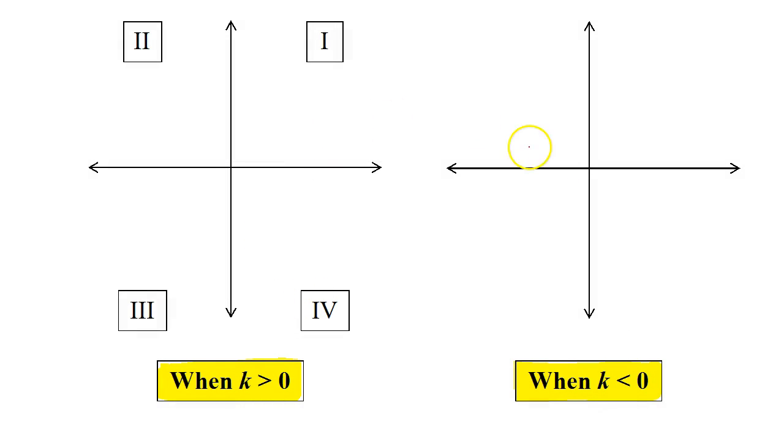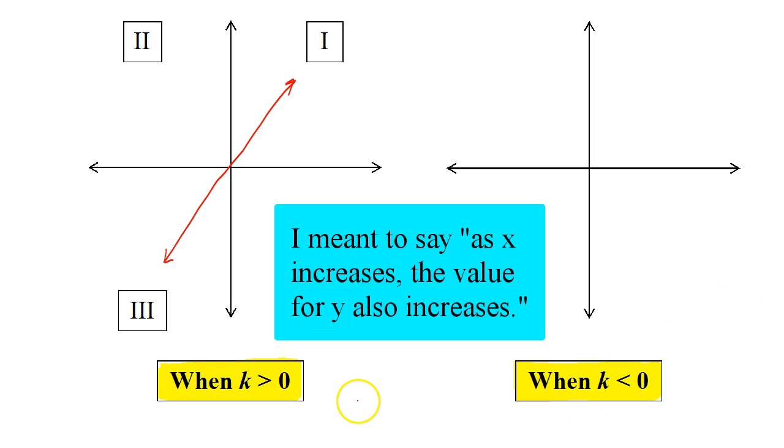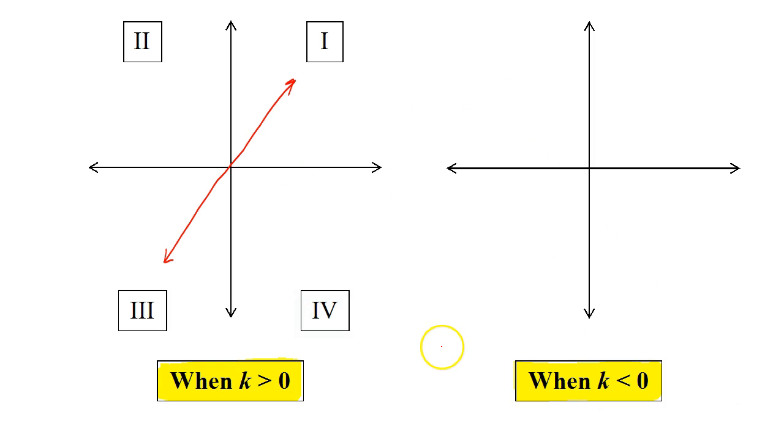Now we're going to have two examples here. We're going to have one example when k is positive and another when k is negative. When k is positive, the graph is going to be increasing from left to right. So as x increases, y is going to be also increasing. Over here on the right, when k is negative, in other words, when we have a negative slope, the graph moves downwards from left to right.